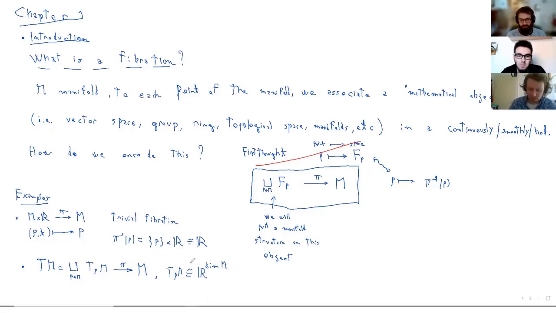So these are both examples where the fiber, the so-called fiber, the object that we are looking at, are vector spaces. Here is just R, here it's some R to the n, okay? But let's look at another example. So something where the fiber is not a vector space. So let's say we have our vector space T_pM.